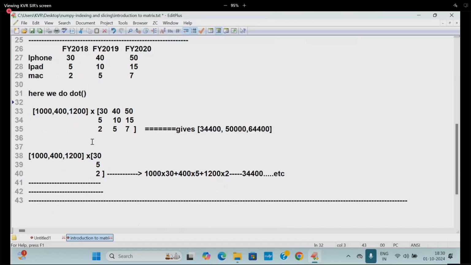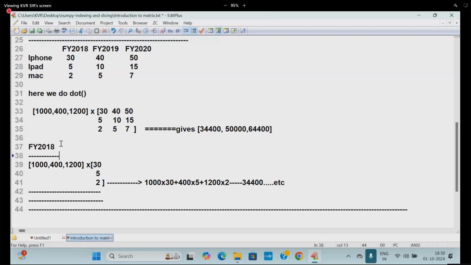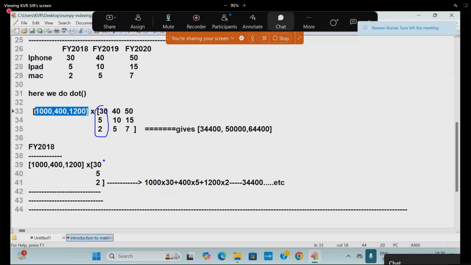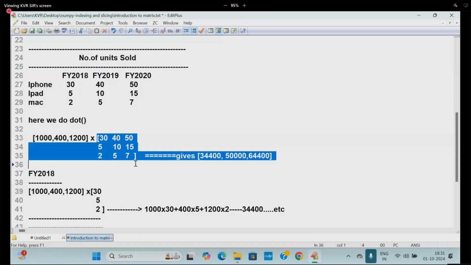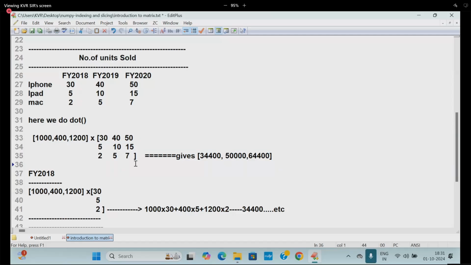I am giving one separate explanation. In financial year 2018, I'm taking one unit and multiplying it, and like this I get the value. Similarly, I can go on to the other units. What is this concept called? Matrix multiplication. If anybody asks what matrix multiplication is, don't give the mathematics example, try to explain something like this. Are you understanding the importance of matrices? Shall I move further?